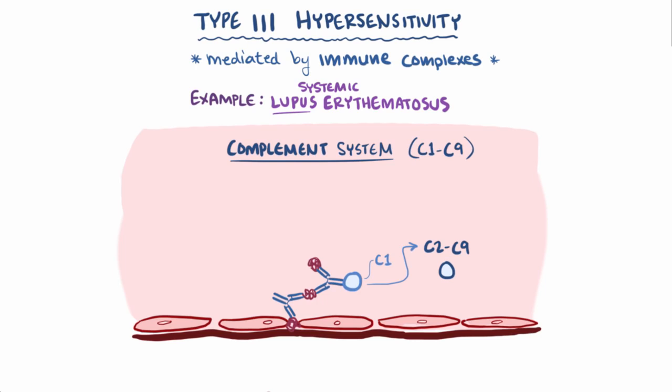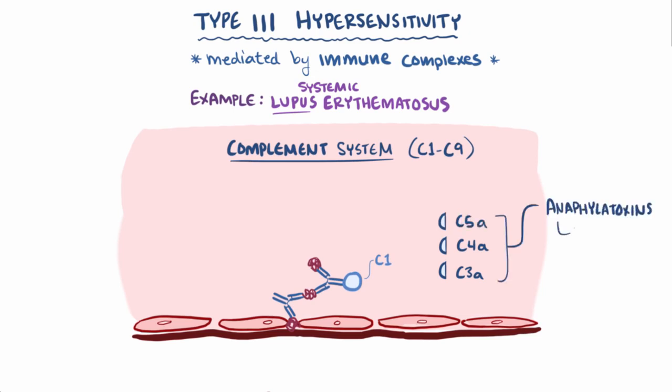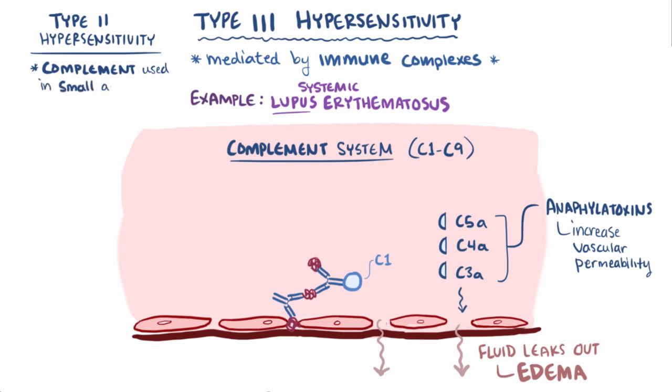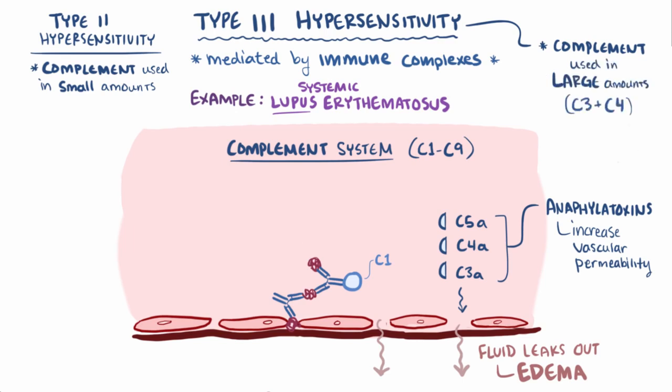When a complement protein becomes activated, it's often cleaved or chopped by an enzyme, which results in little fragments. Fragments C3a, C4a, and C5a are anaphylatoxins and increase vascular permeability, meaning fluid leaks out more easily, which causes edema or fluid buildup. And this is the second major distinction between type 2 hypersensitivity, where complement proteins are activated in relatively small amounts, and type 3 hypersensitivity reactions, where complement proteins are rapidly consumed in large amounts, specifically C3 and C4, which means that the complement levels in the blood can be used to track disease progression over time.